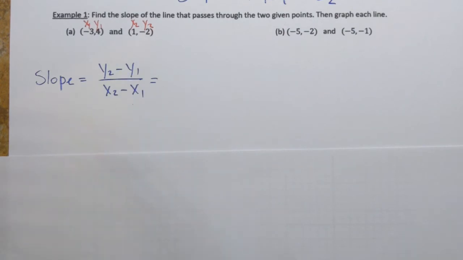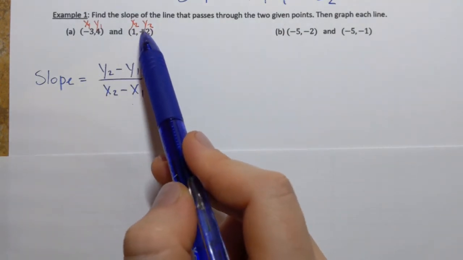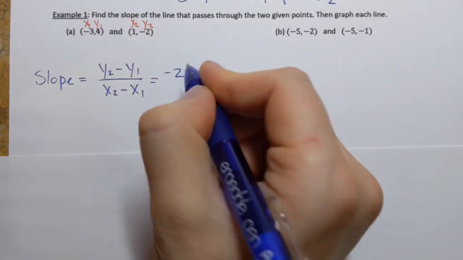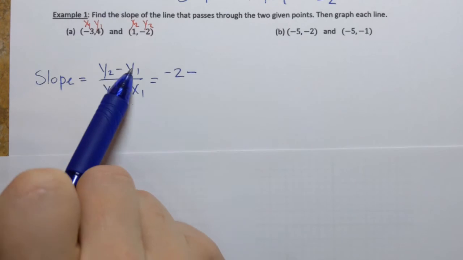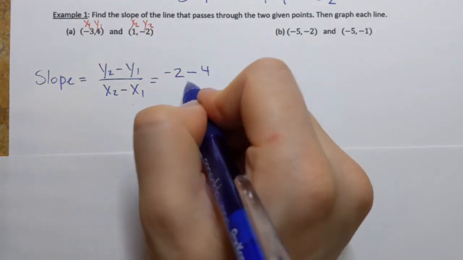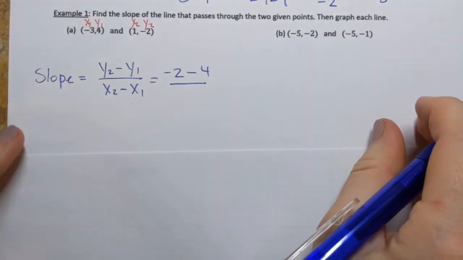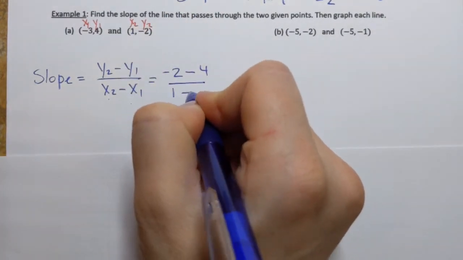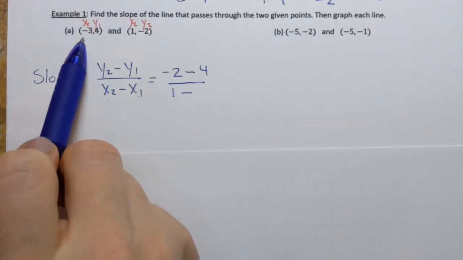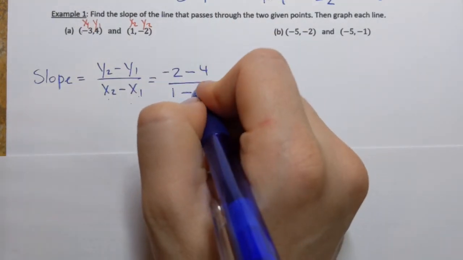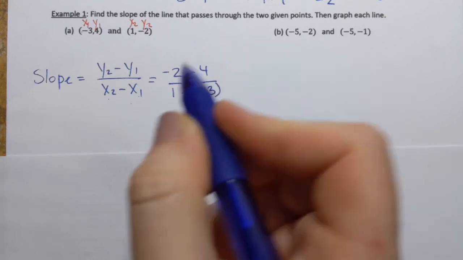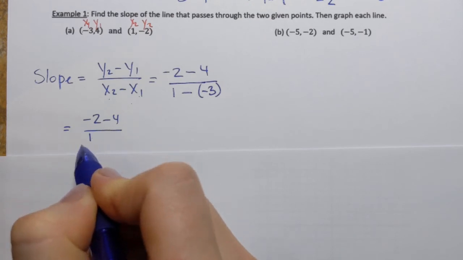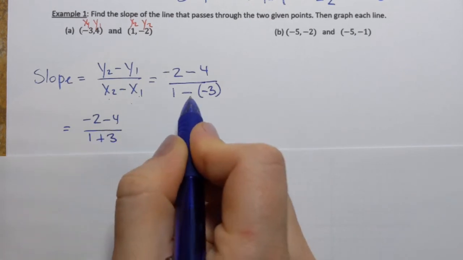So write down the formula so it's right in front of you, and then follow it and the numbers that you already labeled. y2, it's right here, -2, minus from the formula, and then y1 is 4. Now in the denominator I have x2, which is 1, then minus from the formula, and then x1 is -3. So since I end up with 2 negatives, I'll use the parentheses. So that's -2 minus 4 over 1 plus 3.